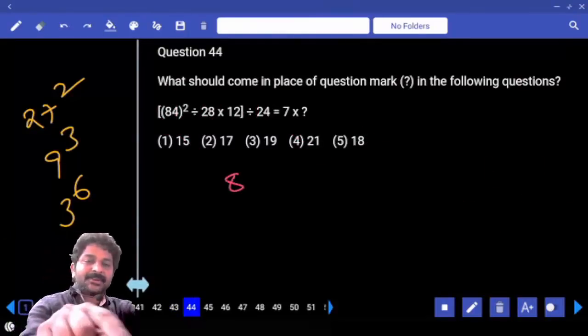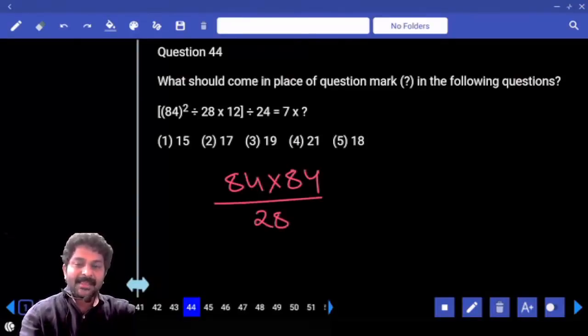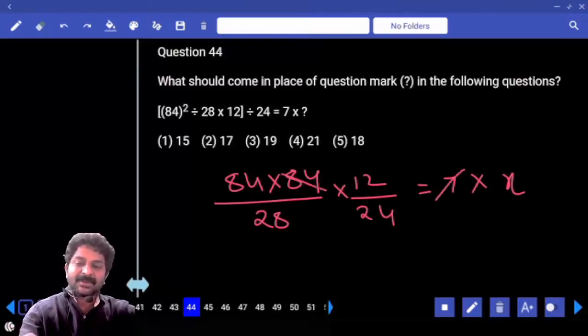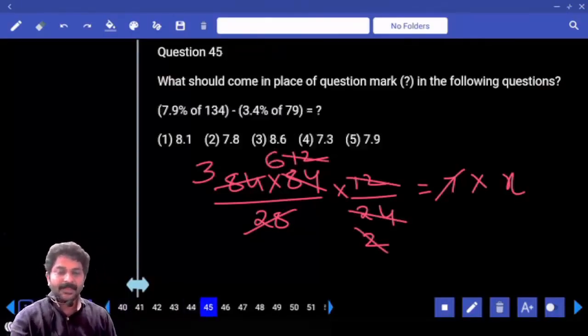Right. 84 square, I'll write it as 84 into 84 for simplification purposes, divided by 28 into 12 divided by 24 is equal to 7 into x. Let's go with 7 multiplication, that is 12 only. Now 28 exactly 3 times. 12, 2 times. 2, 6 times. Answer 18.